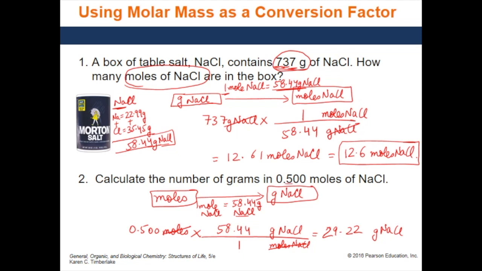The question has 1, 2, 3 sig figs. So we want our final answer to have 3 sig figs. So our final answer would be 29.2 grams of NaCl. So that is how you can go between moles and grams of an element or a substance. Similarly, you can introduce atoms here, and now you know the conversion factor between moles and atoms as well. So if needed, you can use that conversion factor as well.